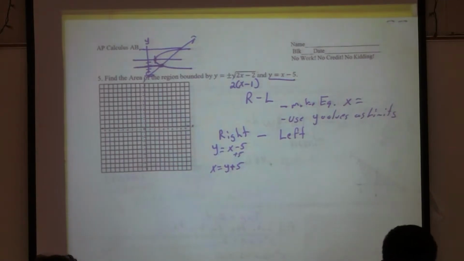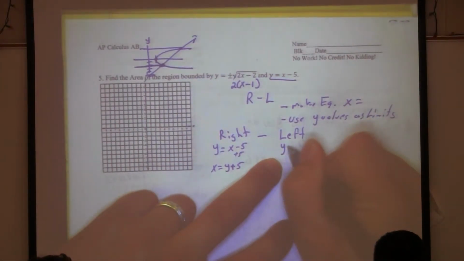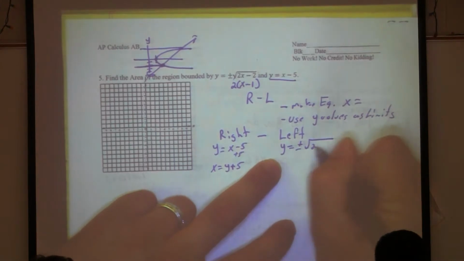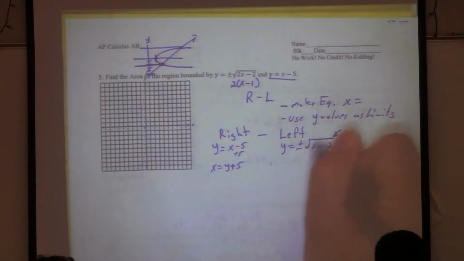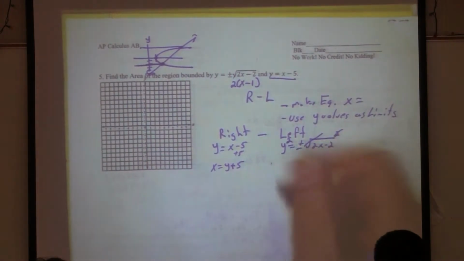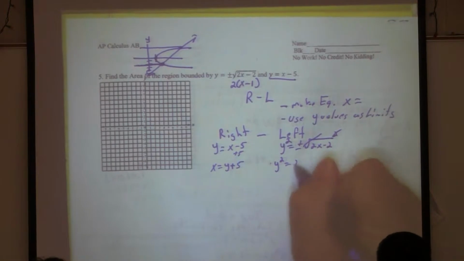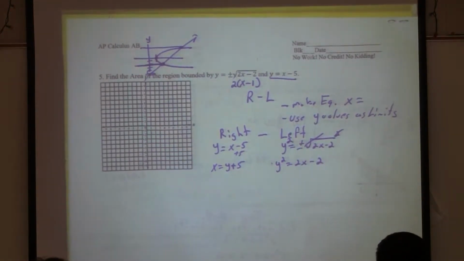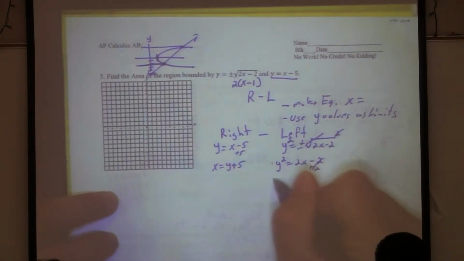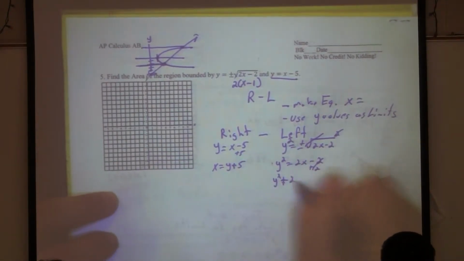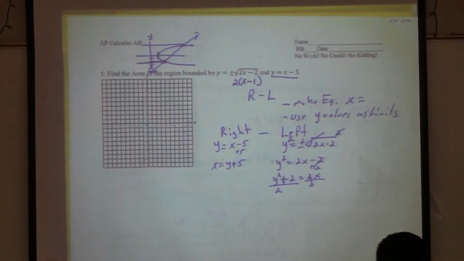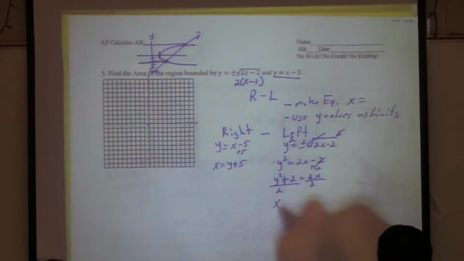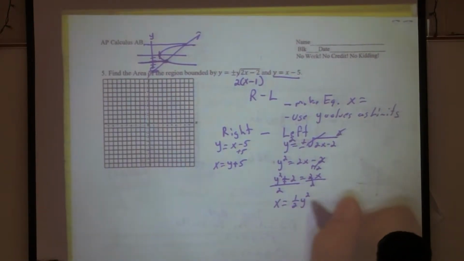Now which one's the one on the left? Y equals plus or minus the square root of 2x minus 2. Square it. That gets rid of the square root and the plus or minus. So y squared is equal to 2x minus 2. Add the 2. Y squared plus 2 equals 2x. Divide by 2. Can I divide each one? And just put it as x equals 1/2 y squared plus 1.